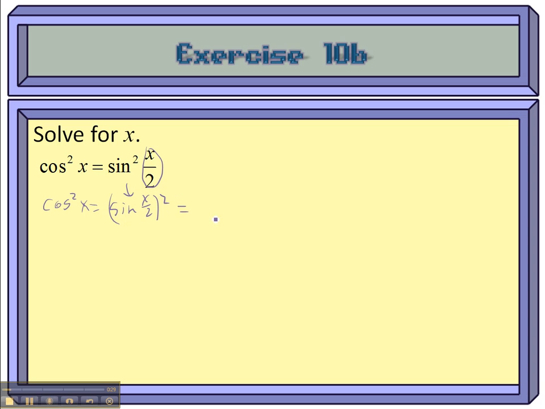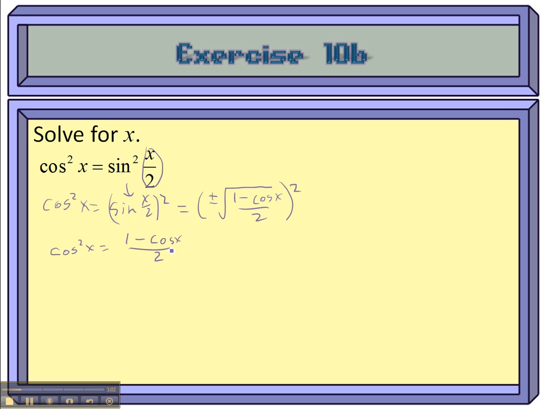And the half angle formula for sine is, open these parentheses, plus or minus square root of, for sine it's 1 minus cosine of x over 2, and we're going to square it. When we square it, the squares cancel out with the square roots and we don't have to worry about the plus or minus. So cosine squared x equals a fraction, 1 minus cosine x over 2.